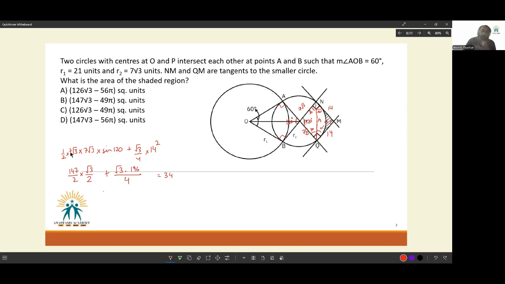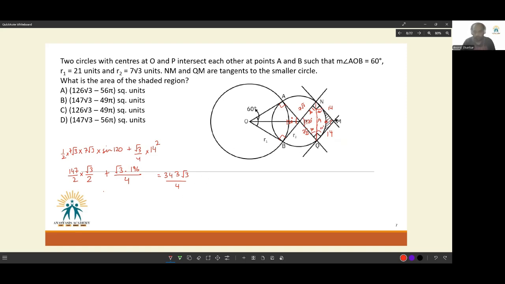That is fine. Half into 7 into 7 into 3, 147. This is fine. So this is root 3 by 4. So 49 root 3. This seems fine. 196 plus 147. So 343 root 3 by 4. This is the area of the quadrilateral.